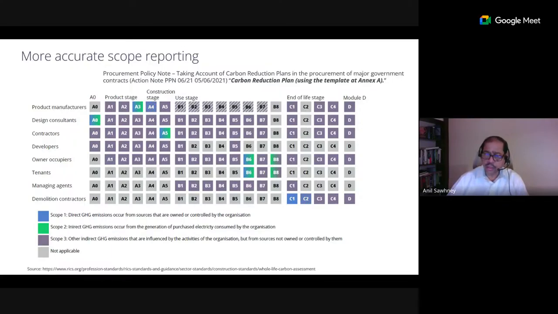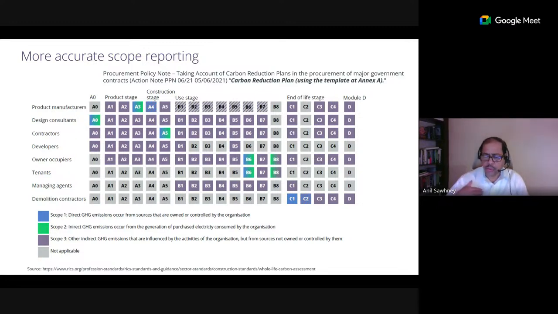So if you are a product manufacturer, a ready mix concrete plant, you are the one who's doing the assessment. Obviously, there'll be no A0. You will do A1, A2 calculations, and then that will go into scope 3. A3, which is transport from your plant to the site, is debatable whether it's scope 1 or scope 2.